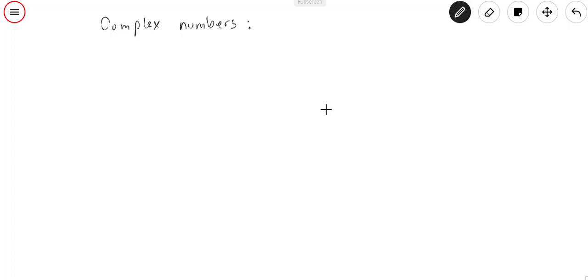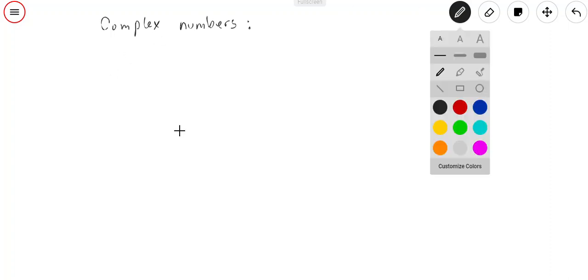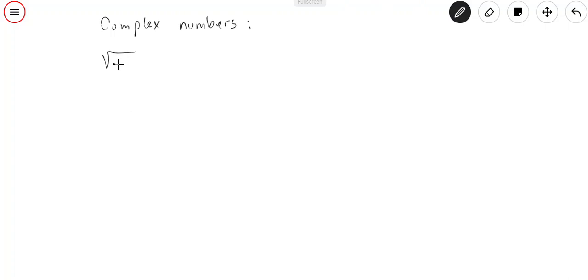Hi students, in this video we're going to explain complex numbers. If you remember in other classes when we tried to solve the square root of a negative number, for example the square root of negative 25, we said not a real number, right? So we weren't able to solve this square root of negative 25 because it wasn't a real number.